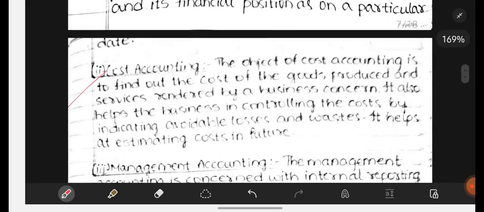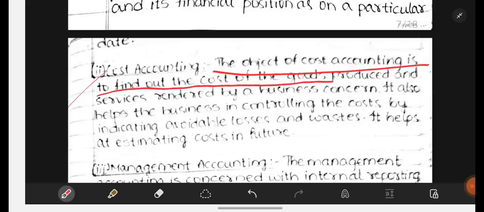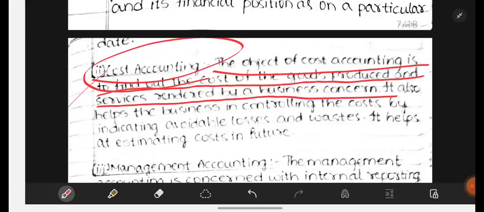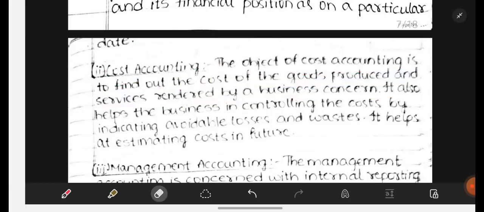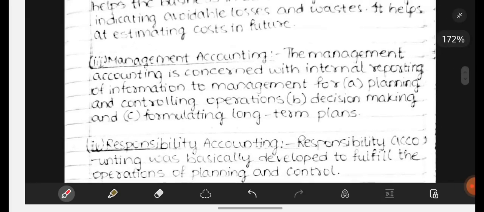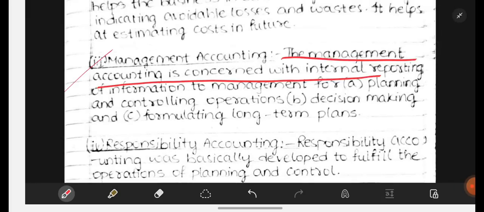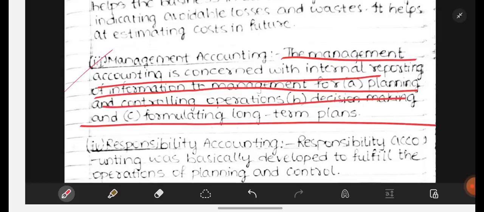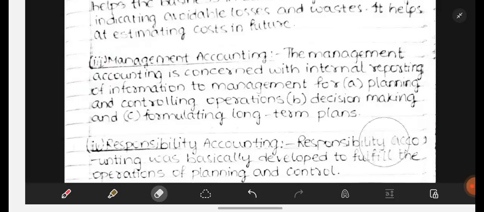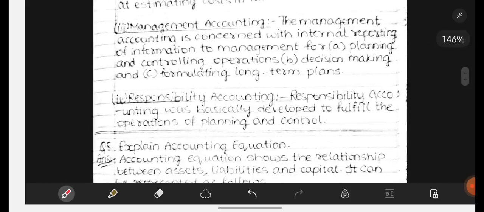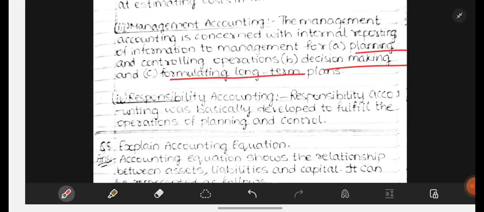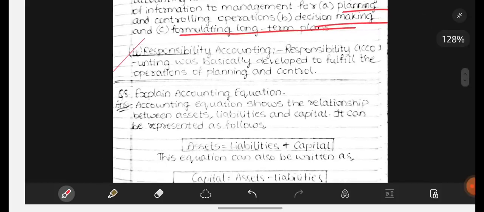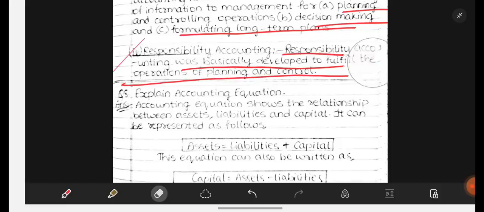Cost accounting. What is cost accounting? The object of cost accounting is to find out the cost of goods produced and services rendered by a business concern. This is all related to the cost of goods and the products which an organization produces. Management accounting is concerned with internal reporting of information to management for planning, controlling operations, and decision making. It is nothing but an internal accounting system for planning, decision making, and formulating plans. Responsibility accounting was basically developed to fulfill the operations of planning and control.